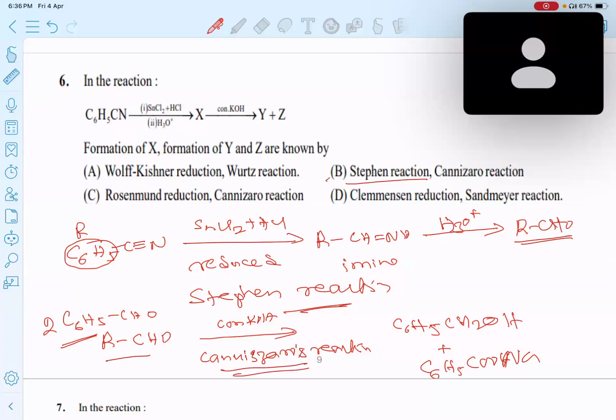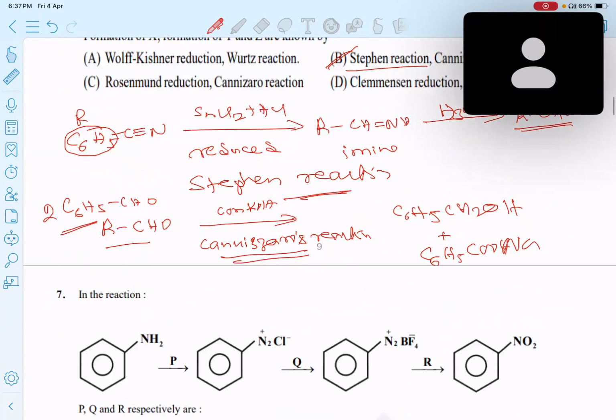Therefore, option B is the correct answer. Question number 6, option B is the correct one. So the first one is the Stephen reaction. Then X to Y and Z is the Cannizzaro reaction. So question number 6, the correct option is B, Stephen reaction and Cannizzaro reaction.